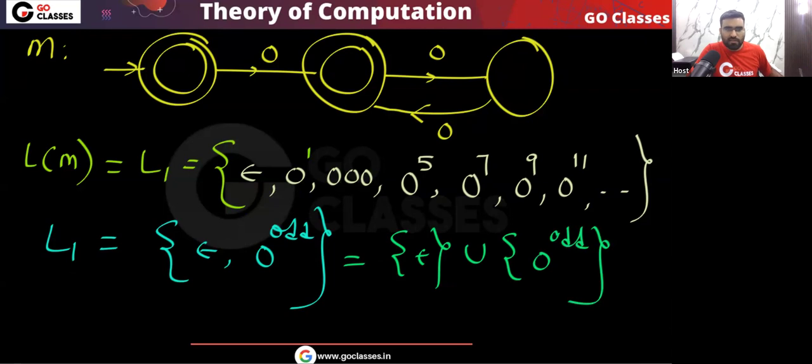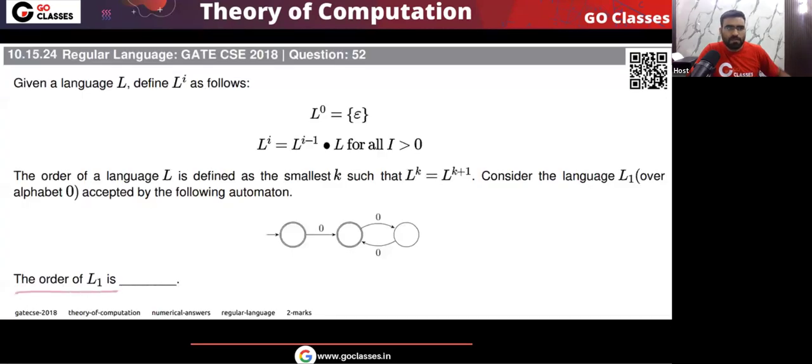Now the question is asking what is the order of L1. What is the definition of order? Order means the smallest value k such that L power k equals L power k plus 1. Okay, so let's find out.